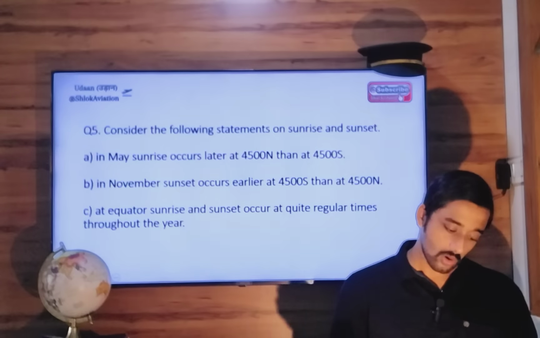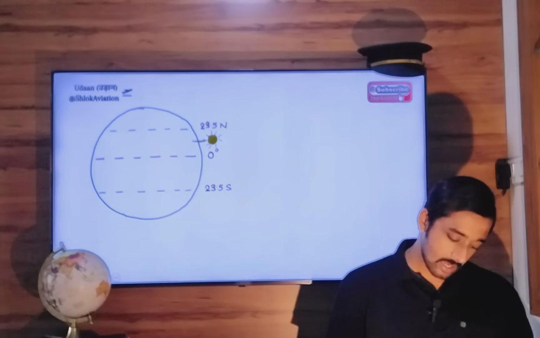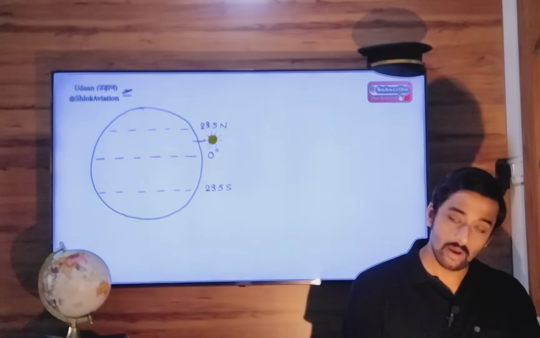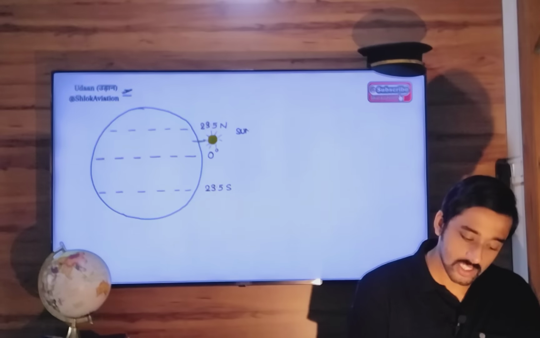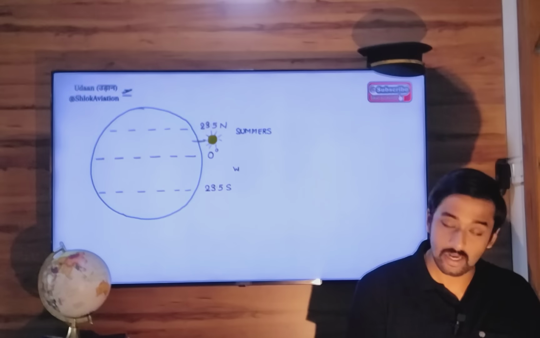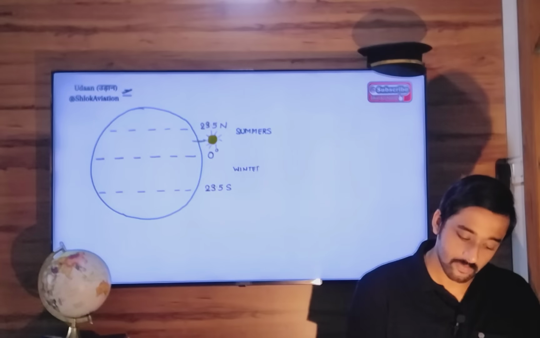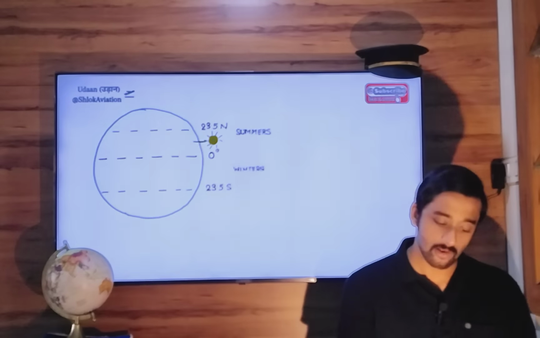So that means if the sun is in the northern hemisphere, you will have summers in the northern hemisphere, and at the same time you will have winters in the southern hemisphere. When you have summers, you have longer days.